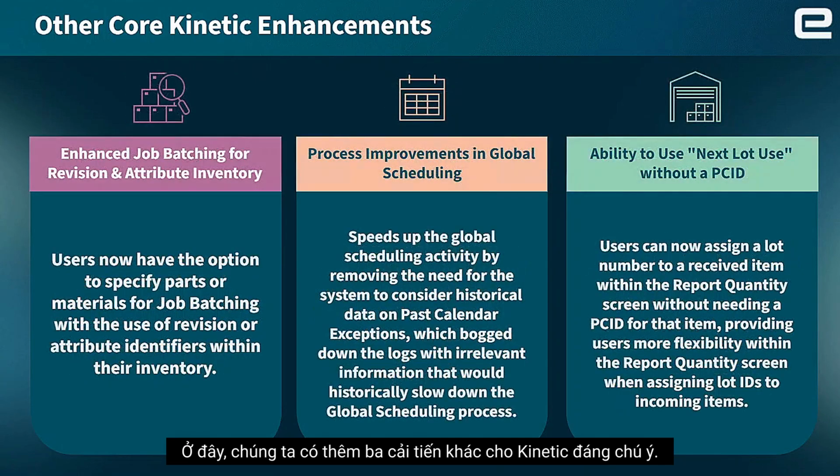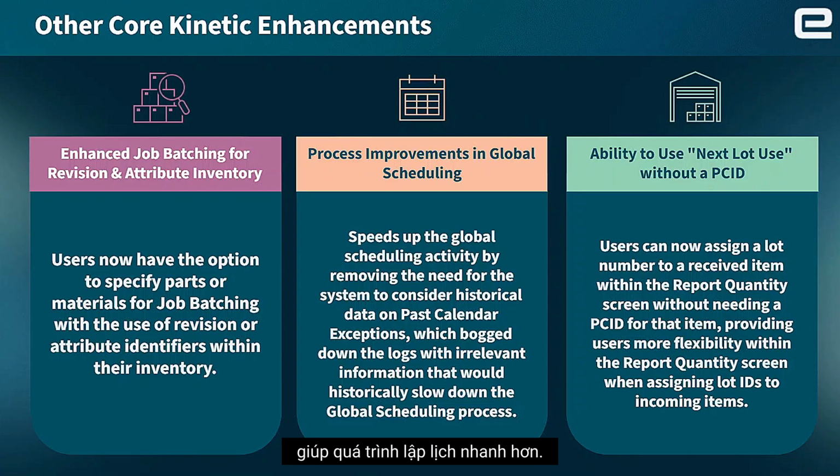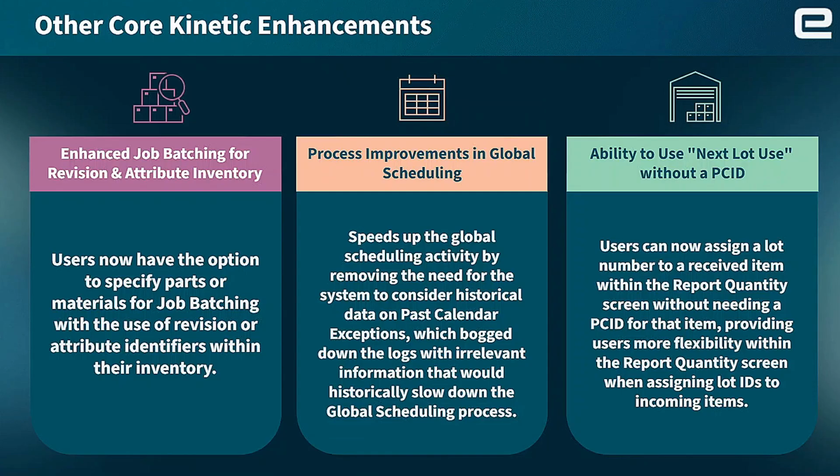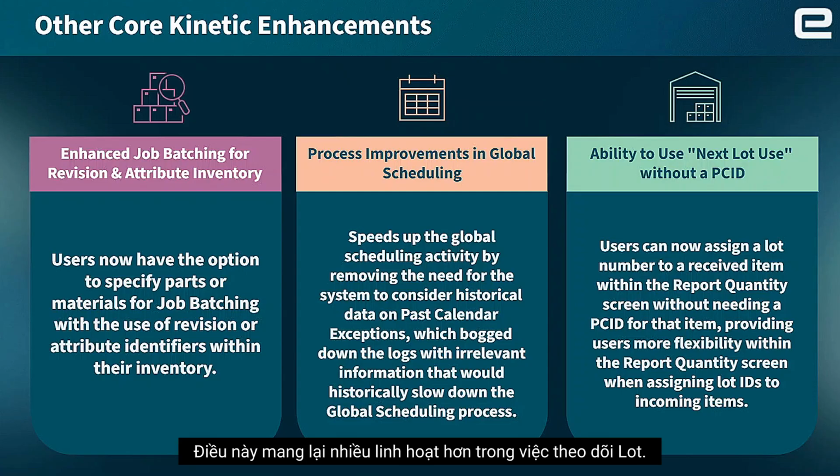Here we have three more Kinetic enhancements worth calling out. First, we've enhanced job batching, so now it supports revision and attribute inventory. Second, we optimized global scheduling to eliminate unnecessary historical data checks, which speeds up the scheduling process. And third, for lot controlled parts, you no longer need to make them PCID controlled in order to get the next lot to use. This gives you more flexibility with lot tracking.